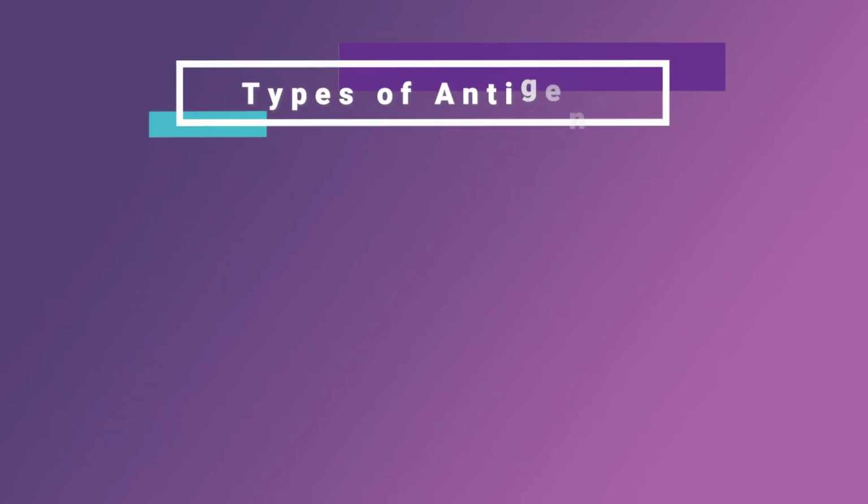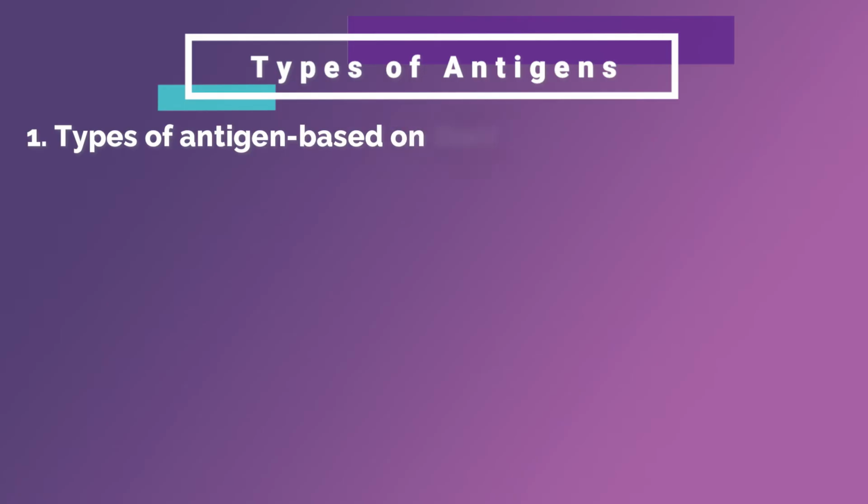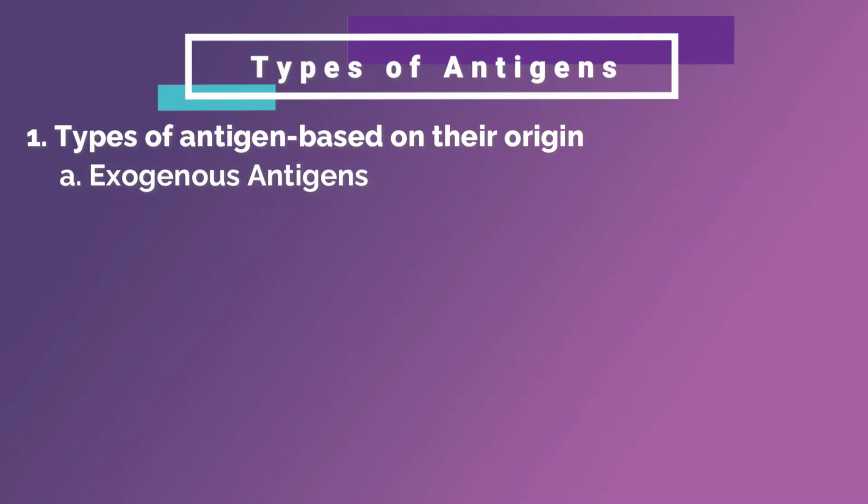Now let's learn the types of antigens. Depending on a variety of variables, antigens can be divided into many categories. Based on the antigen's immunogenicity and place of origin, certain categories are frequently used. Number 1. Types of antigen based on their origin. Antigens can be classified into two groups on the basis of their origins. First is exogenous antigens.